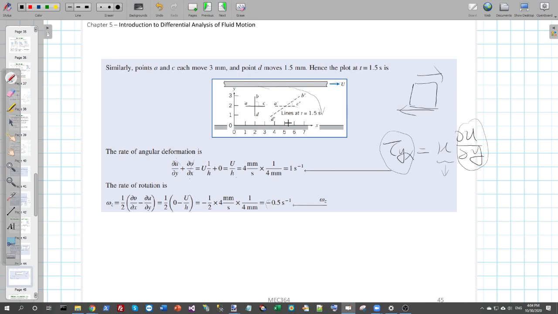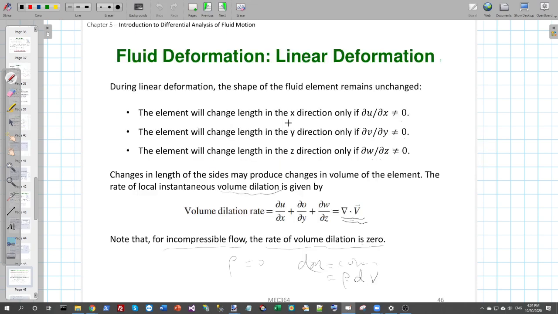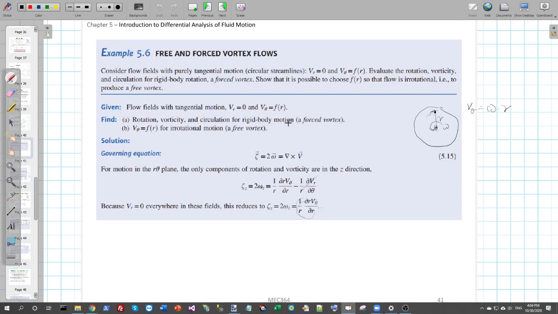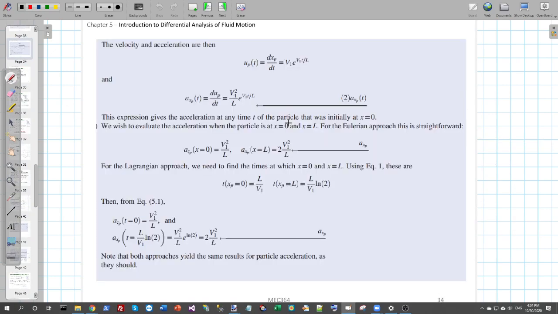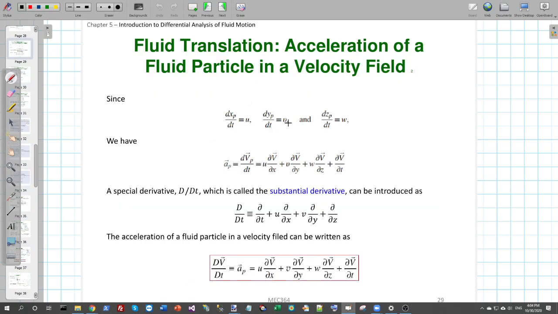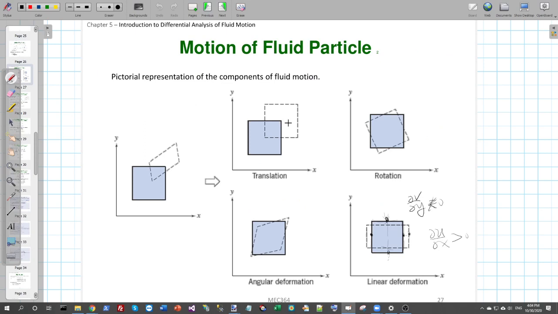Okay, and the second deformation is the linear deformation. So what is the linear deformation? Let's go back to our decomposition of the flow, the motion modes. Remember, this is a decomposition of the motion modes, right? So this is a linear deformation. Basically, linear deformation is that in the x direction or the y direction, the fluid particle will be stretched or contracted. And when will this stretch or contraction happen?